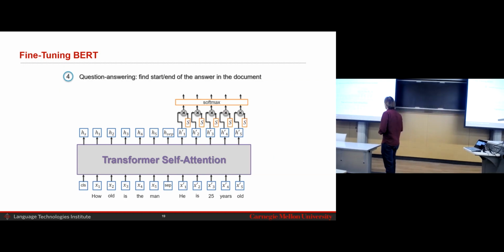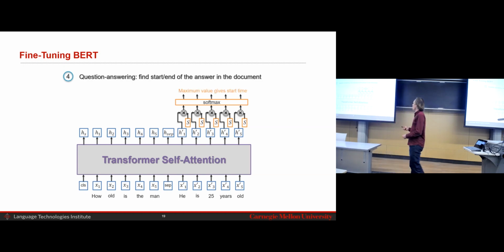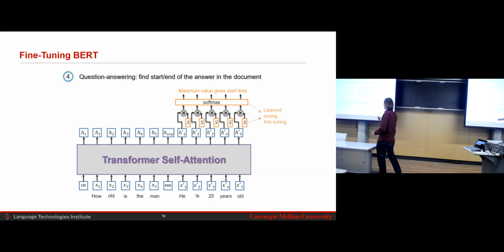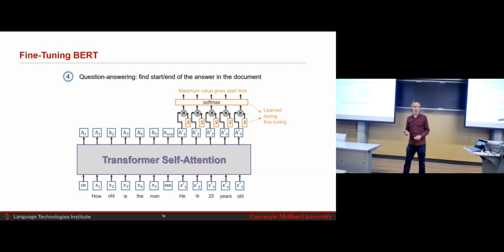So what's really interesting is that you will add on top two sets of parameters: a linear layer plus a softmax on the tokens. And this is going to be checking, hey, is this a good start? Is it a good start? And so you compare each of your outputs with the start token.